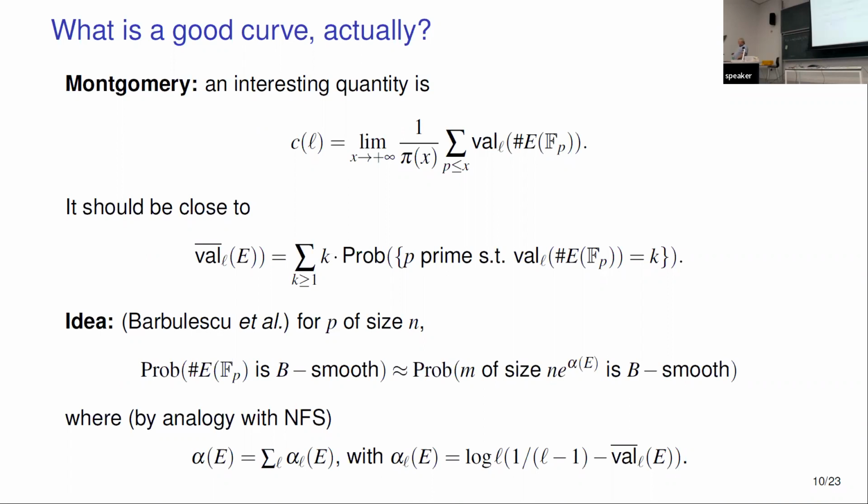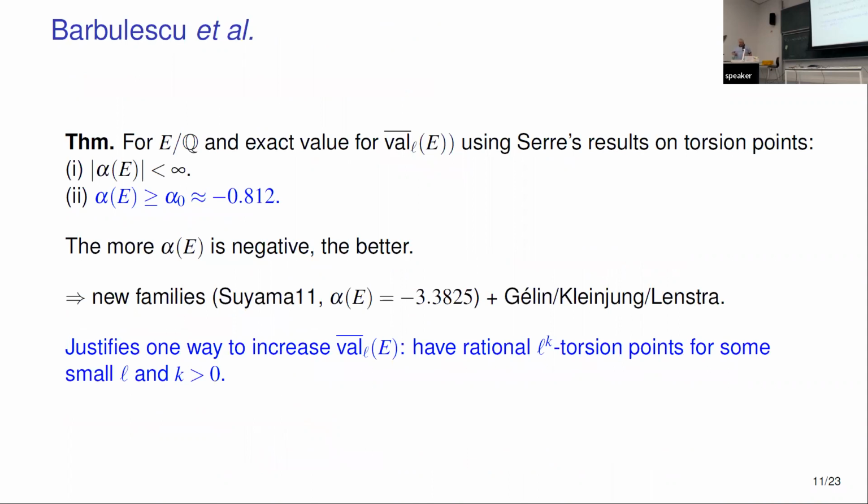of this quantity. And we can show, using results on torsion points on curves over Q, that in fact this quantity alpha(E) is always finite. And it has a global minimum, which is given by this quantity here. It depends on the representation and so on. It's okay.